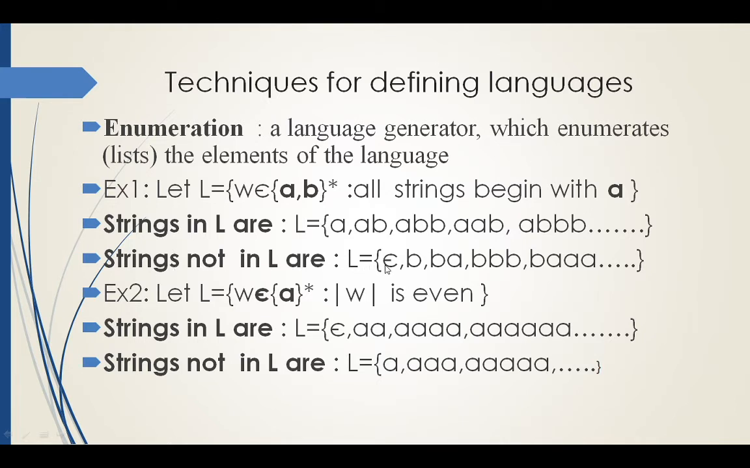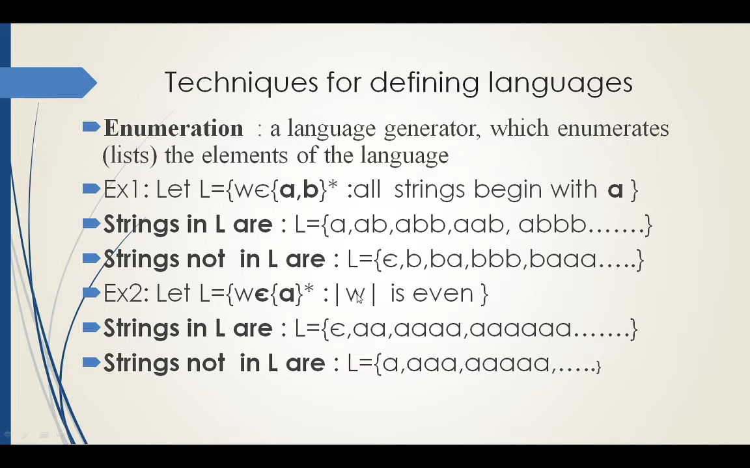So it gives you a clear idea about the given language, or which strings you should consider for a given language. Next example, let L equal to {W | W belongs to A star, where the length of W is even}. Mod indicates the length here, where the length of W is even.